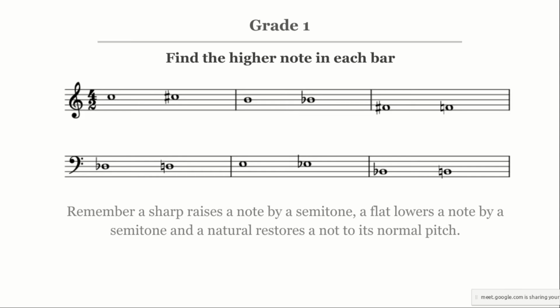What about the third bar? We have F sharp and the F natural. Natural, yeah, it cancels the sharp. So F natural is just like saying F. It's just natural F. So which one is higher? The F sharp. Perfect. Okay, thank you so much.